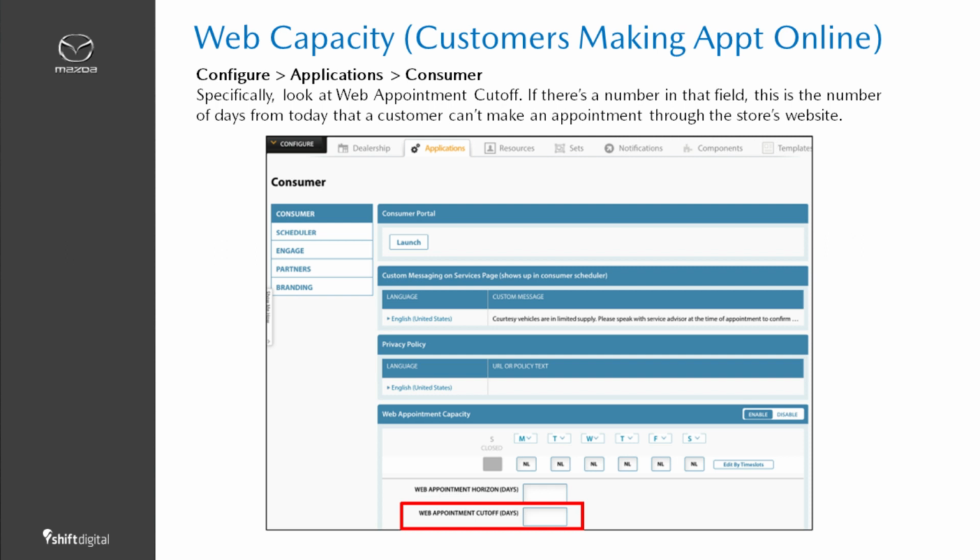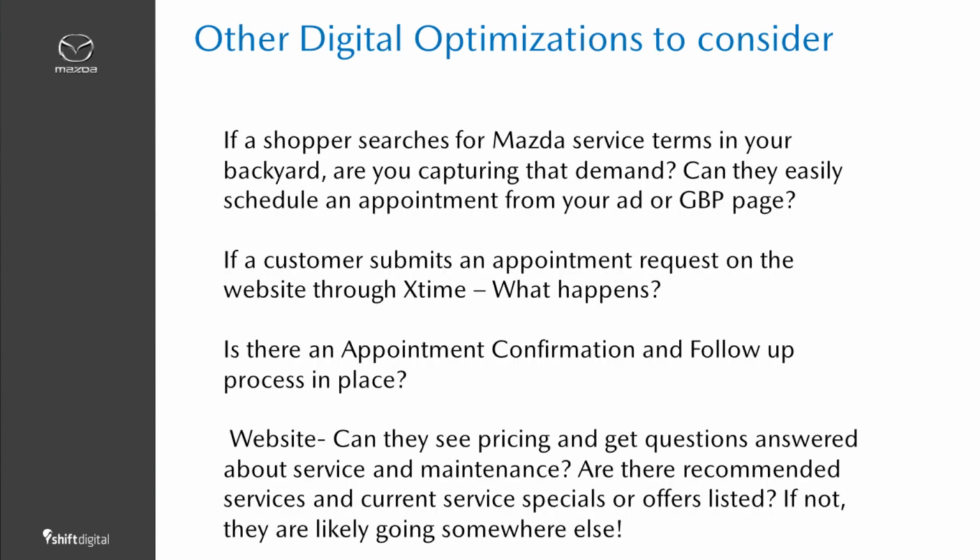Next, you'll want to specifically take a look at your web appointment cutoff. If there's a number in that field, this is the number of days from today that a customer can't make an appointment through your store's website. So a number 1 in that field will not allow appointments 24 hours or out. If it was a number 2 in that field, it makes the first available appointment show up 48 hours out, etc. So unless there's something pressing, I would suggest leaving this field blank. You don't want to discourage customers making appointments online at their convenience.